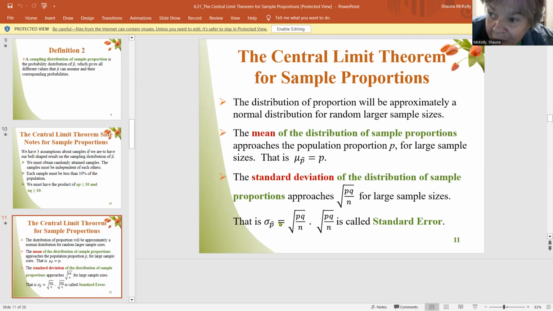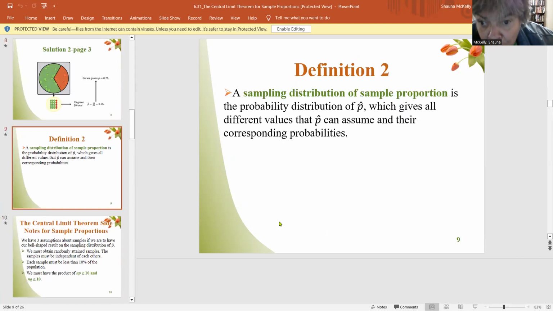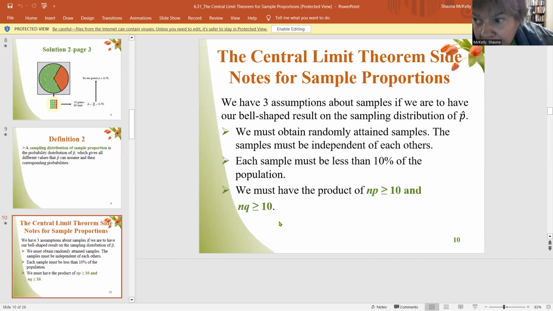Now, we have something in this section that we've also had in other sections, but it's more important for us here. And that is we have 3 assumptions that we have to meet. And so, yes, you do have to test these assumptions when you do these problems. You have to write them out. You can shorten some of it, but you have to show us all 3. You have to show us that you tested.